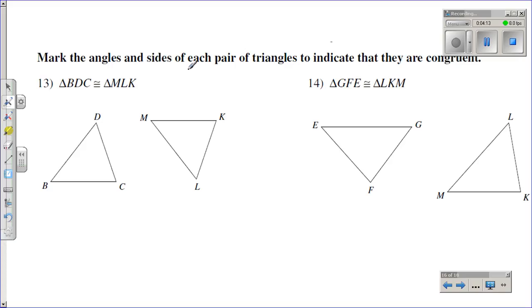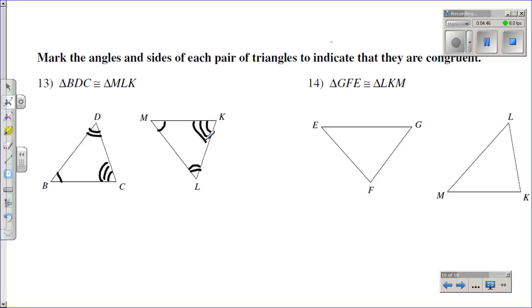Alright, this says mark. Sometimes you'll get questions that say mark the angles and sides to show what is congruent. So here's what I'm going to do. I'm going to do the angles. I'm going to go B. I'll put 1. It's the same as the M. I'll put 1. D, I'll put 2. Over here, L, I'll put 2. And then C, I'll put 3. And then the K gets 3.